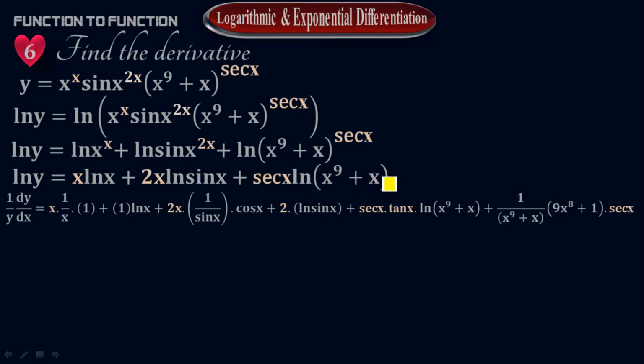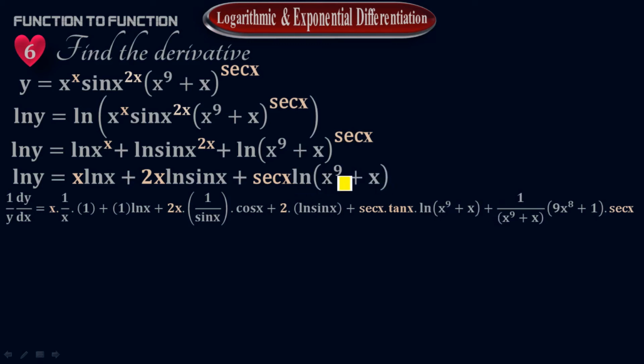Again, it is the product of two functions, secant x and natural log of x to the 9 plus x. So apply the product rule here. Derivative of secant x is secant x times tangent x, and then put the other term as it is, which is natural log of x to the 9 plus x, plus then take the derivative of the second function.